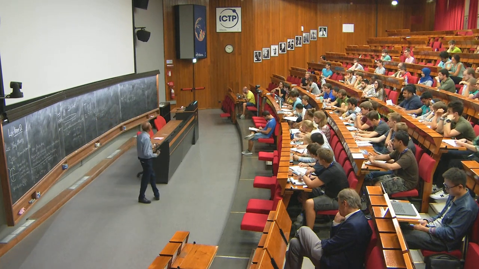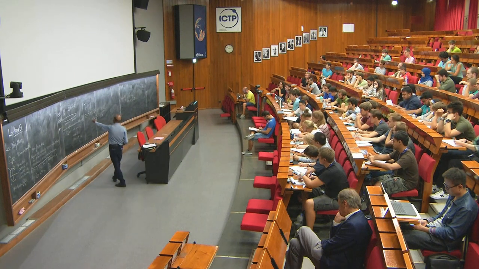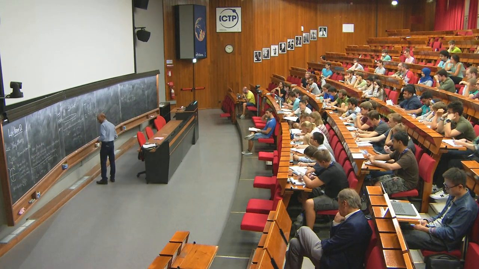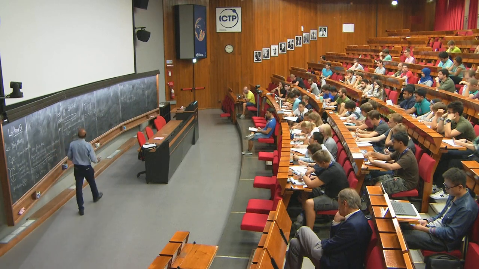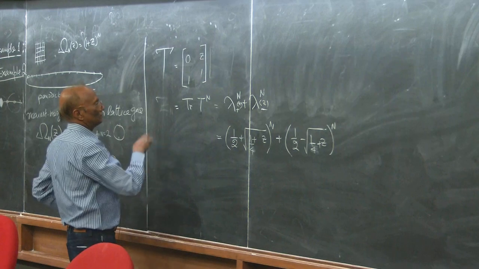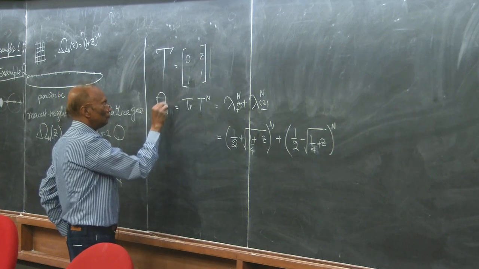So this is my lambda. This is Z n of, we had called it omega, omega of n of z.